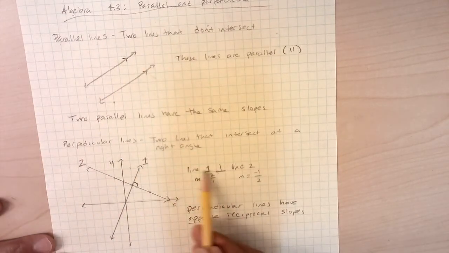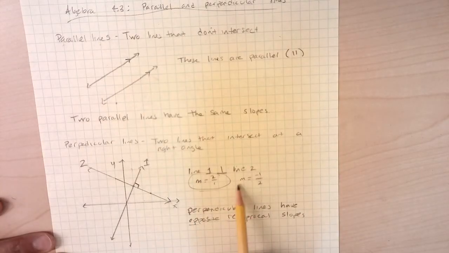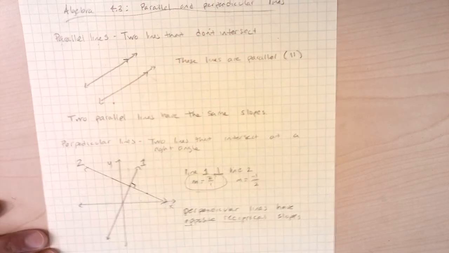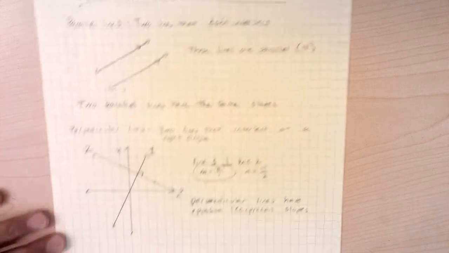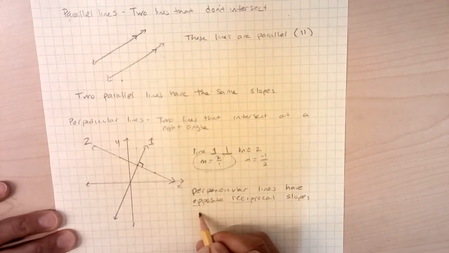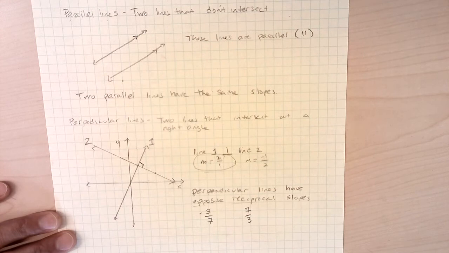Here, the slope of one line is 2, or 2 over 1. The opposite of that would be -2. The reciprocal of 2 over 1 is 1/2. So you have to take both the opposite and the reciprocal. The reciprocal is just flipping, or changing, the fraction's numerator and denominator. For example, for negative 3/7, the opposite reciprocal would be positive 7/3. One's negative, one's positive. You just change your numerator and denominator.